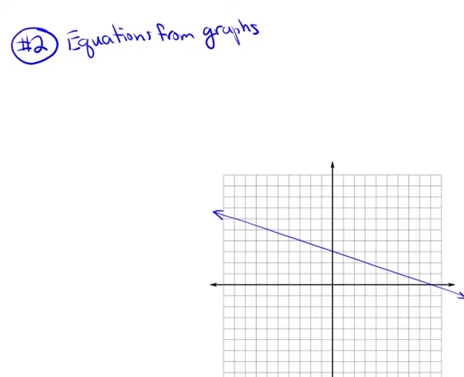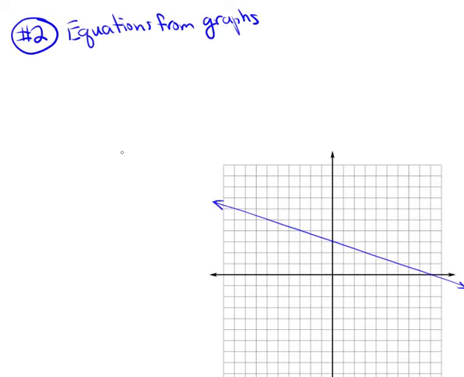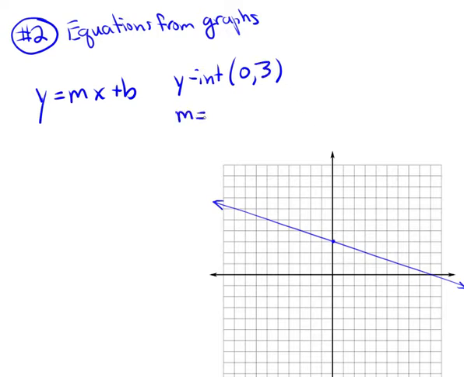Moving on to writing equations from graphs. Again, we'll need our equation y equals mx plus b. And from that, we need to find our y-intercept, and our y-intercept is when x is always 0. So I will find my y-intercept on the y-axis when x is 0 right here. So that point of 3 is our y-intercept, and our slope we will need, which is the change in y over the change in x.